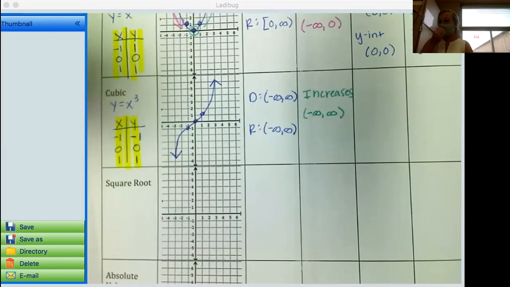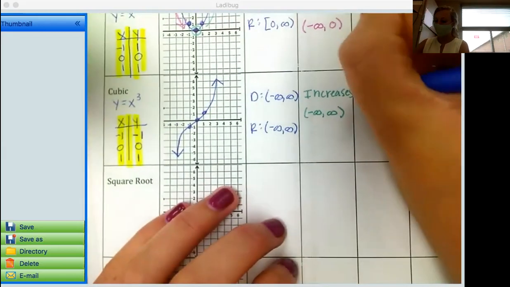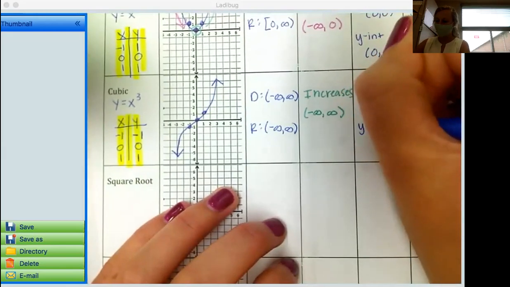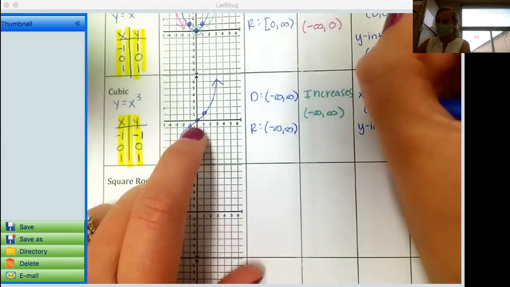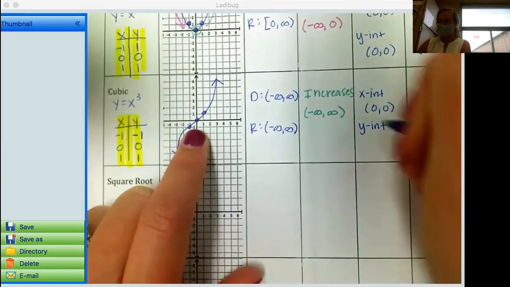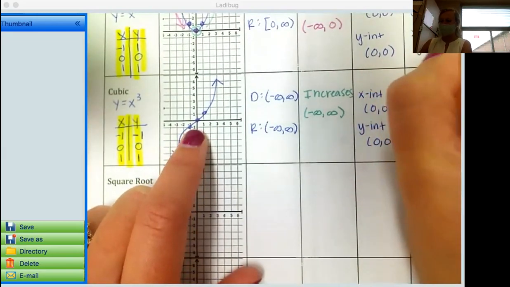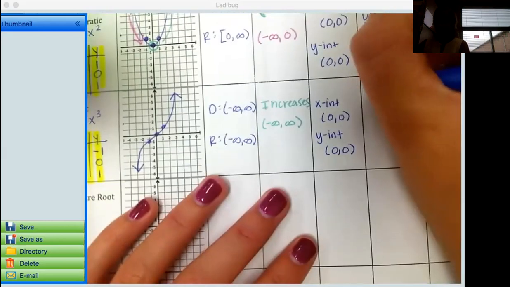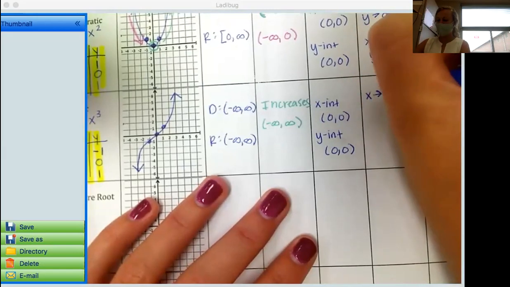All right, what are my intercepts? Look at your graph. X-intercept is 0, 0. Y-intercept is also pretty easy. Let's talk about our end behavior. Am I going too fast or y'all are okay? Let me know if it's too fast. I do not mind slowing down.